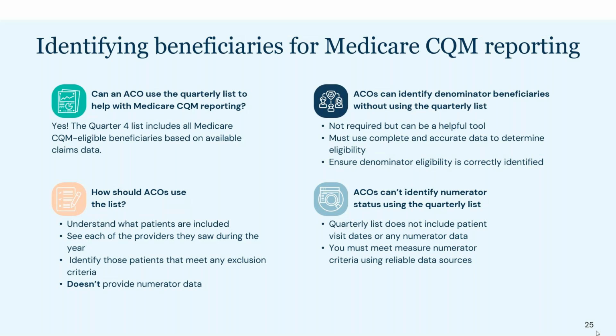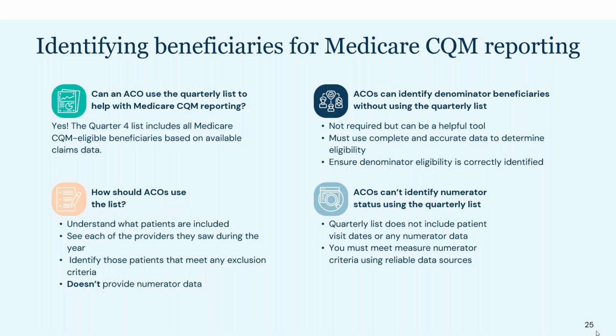The one thing that this does not provide is any numerator data, and it doesn't provide any visit dates. That's actually something I find interesting, and I do think that CMS should include the visit dates that these patients were seen. However, they don't include it on this beneficiary file. ACOs can identify the denominator beneficiaries on their own without the quarterly report. It is helpful for you to understand that, as I said, because the quarterly report does come in after the fact. If you're able to identify those patients, you need to make sure you are doing these quality actions prior to them coming in or while they're in the office.